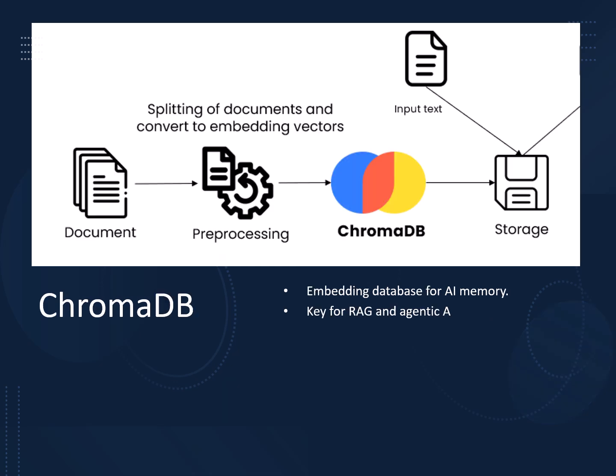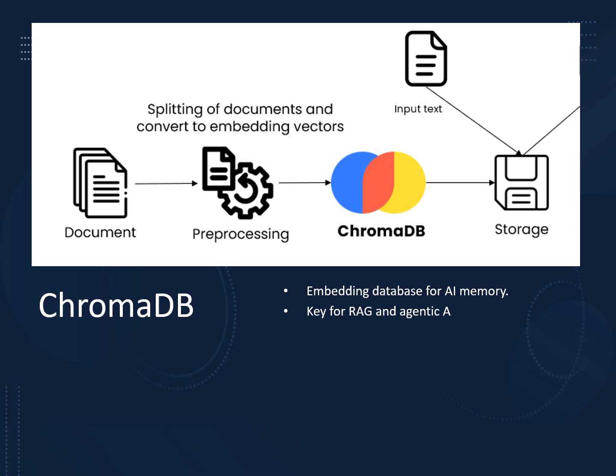Now let us discuss ChromaDB. ChromaDB is an open source vector database which is designed to store and retrieve embedding vectors, numerical representations of text, images, or other data types. So we use this ChromaDB in chatbots with memory, document search, question answering, retrieval, augmented generation. Now let us see the diagram.